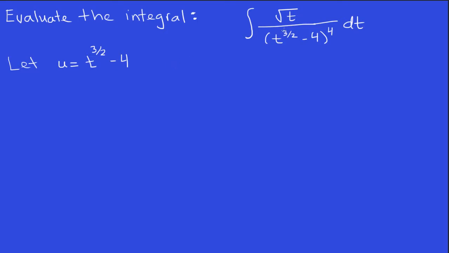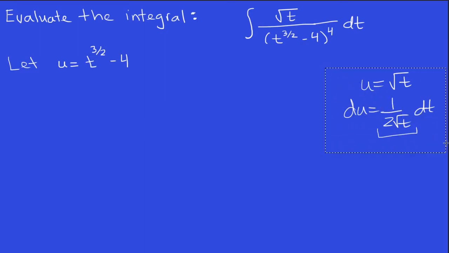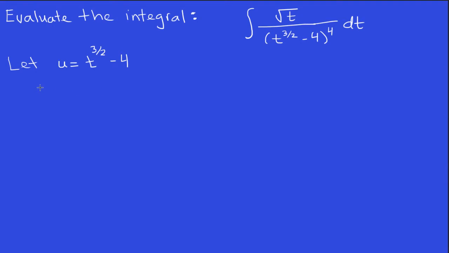If I would have let u be root t, let's say I did that over here maybe, the derivative of that would be 1 over 2 root t, right? And notice this expression here doesn't appear at all anywhere else. So that would mean that this would be a bad choice. So we're not going to do that. This one is going to do what we want.